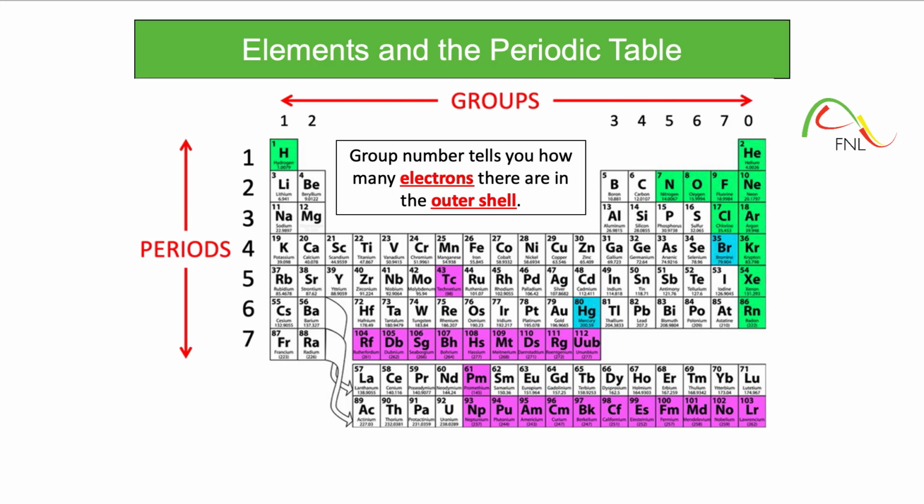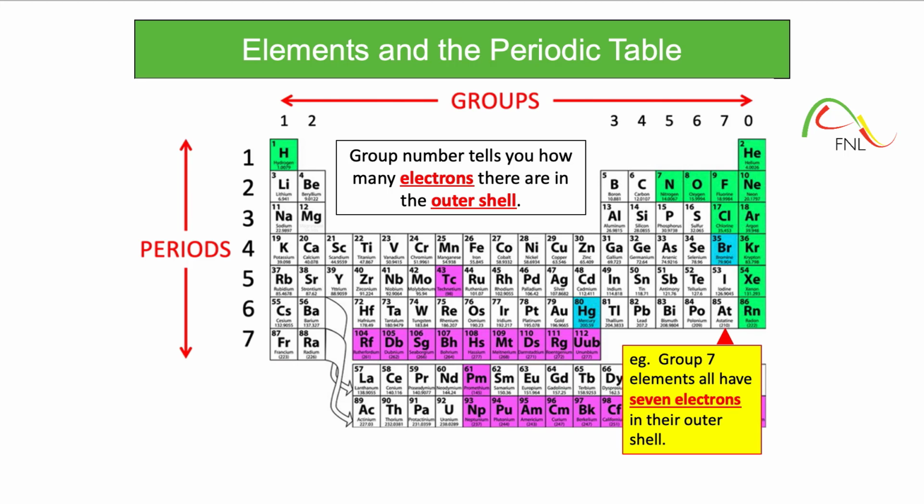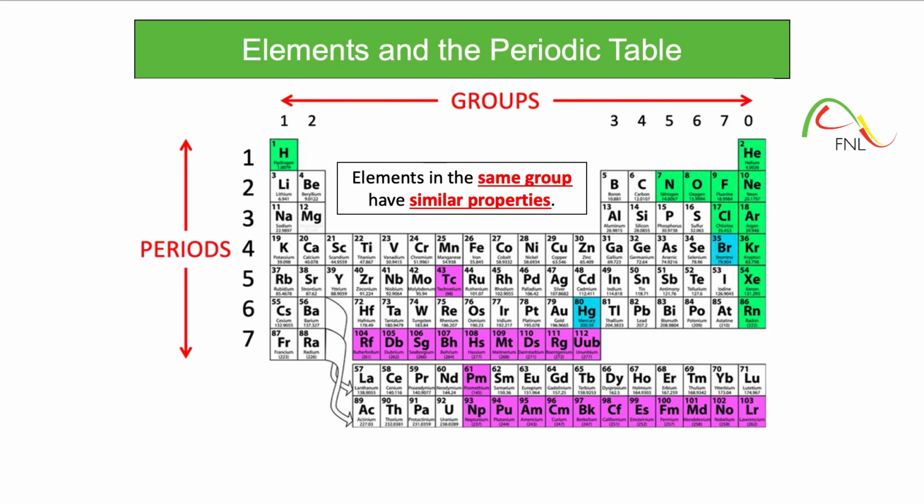So group number tells you how many electrons there are in the outer shell. Group 1 elements all have 1 electron in the outer shell. Group 7 elements, for example, all have 7 electrons in the outer shell. And group 8 elements all have 8 electrons in the outer shell. They're full. They have no more room in the outer shell.